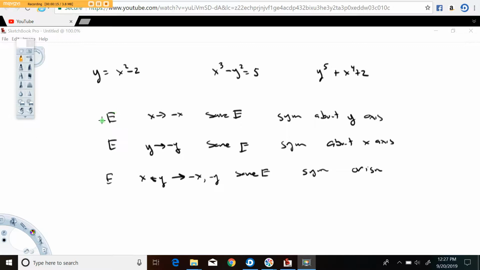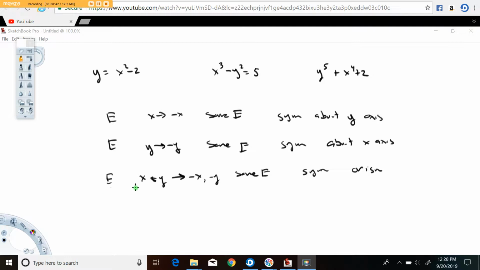So imagine I've got some sort of equation, and if I can take that equation and replace x with minus x, if I get the same equation back again, what that means is the plus or minus sign on x doesn't matter. And that means that the equation has to be symmetric about the y-axis. If I can take an equation, replace y with minus y, get the same equation back again, then the graph of that equation must be symmetric about the x-axis.